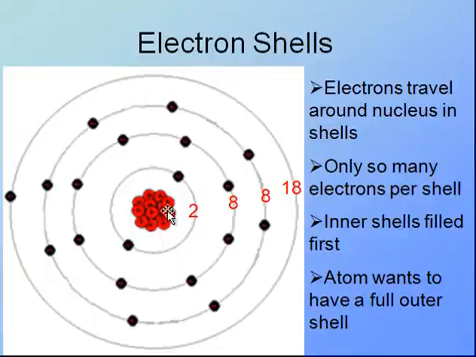Why? Well, this is a big positive charge right here, the nucleus, and the electrons are negative, right? So there's an attraction. They're attracted to sit as close as they can. So these inner shells are filled first. This is the kicker. This is the funny one. The atom wants to have a full outer shell. I can't really tell you why. I think it has something to do with energy levels and balance.